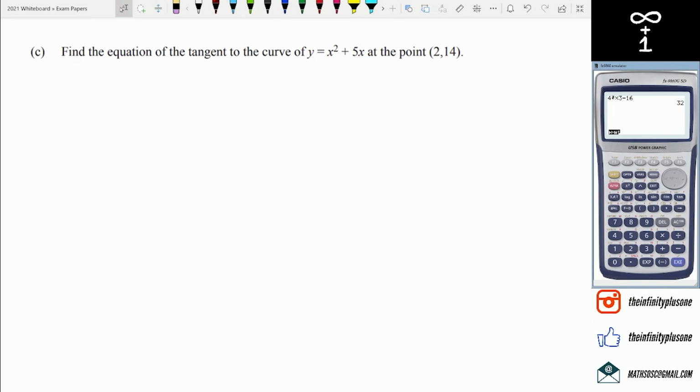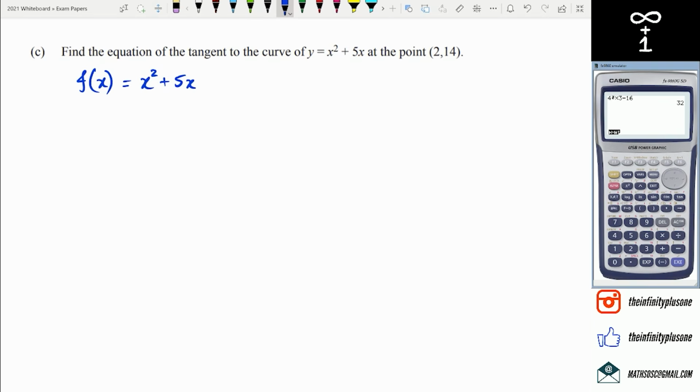All right, so next we're getting up to question C. What we have is find the equation of the tangent. It's a classic: find the gradient and then put it in the equation of a line. Our first step is to find the gradient when x is equal to 2. You don't have to stick with y, so I'm going to rewrite this as f of x equals x squared plus 5x.